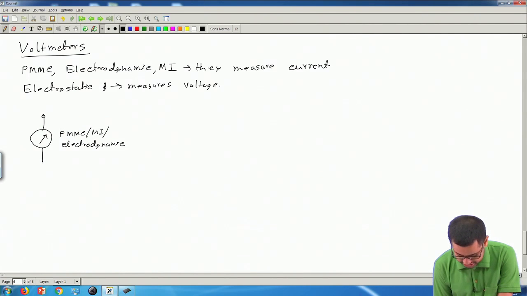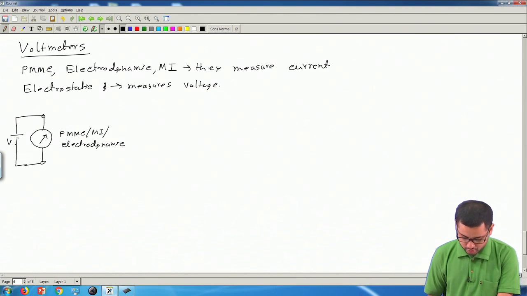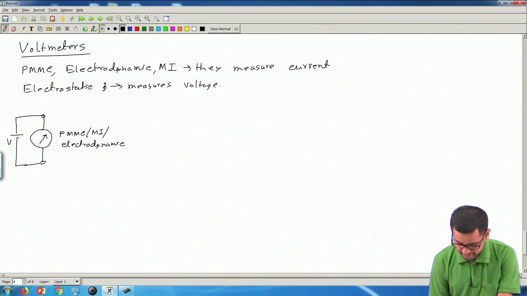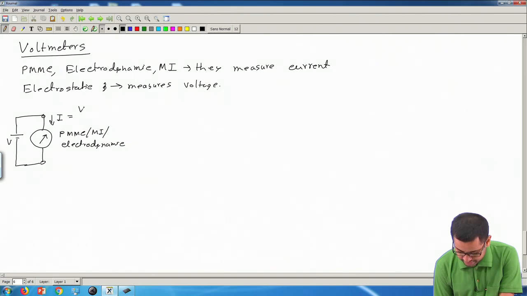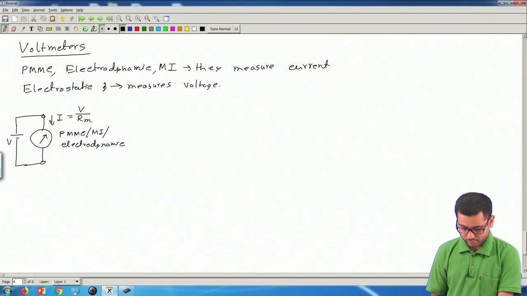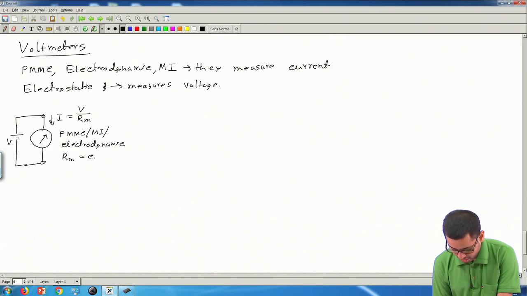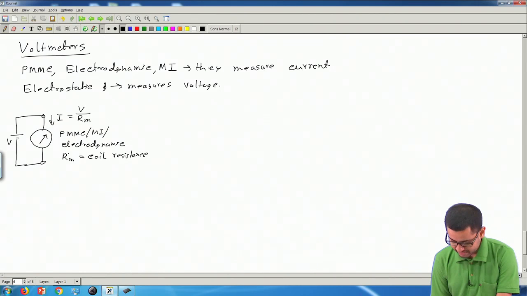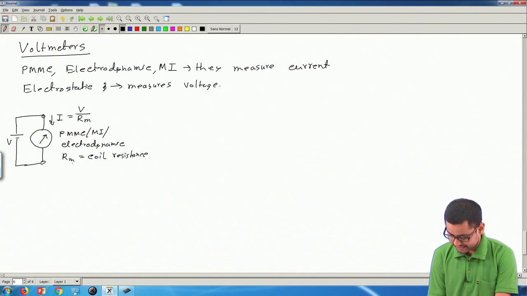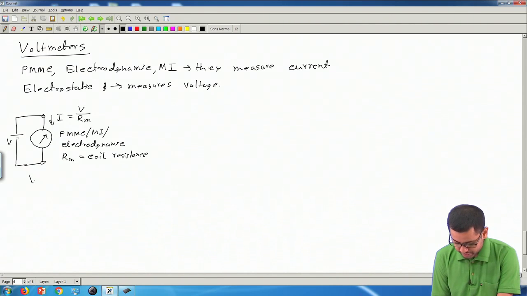If I apply a voltage V across this, what will be the current through this meter? This current I will be V divided by Rm. What is Rm? Rm is the coil resistance or meter resistance or internal resistance. Now, if we know the value of Rm, the pointer will of course indicate the value of I, because this type of instruments always indicate the value of the current, and if I know the value of this resistance Rm, then I can always find V equals I times Rm.